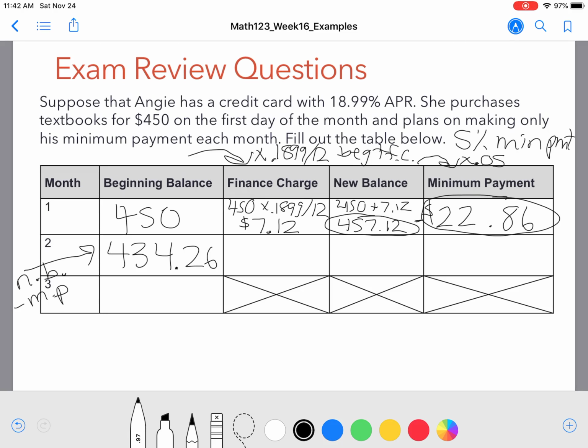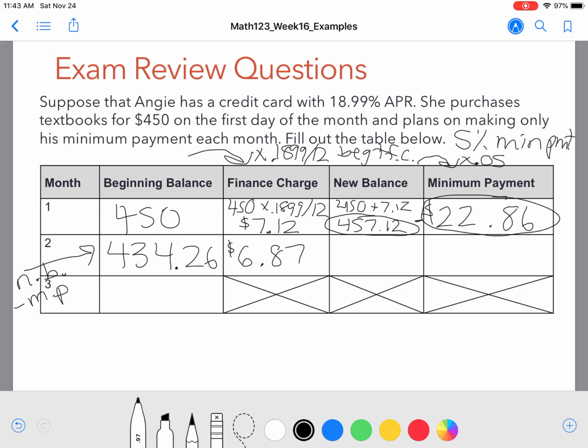And then we just continue on. We keep doing the same thing that we were doing. I'm just going to walk through this. I'm not going to put all of the work on there, but I'm going to take the 434.26, multiply by my APR, which is 0.1899, and then divide by 12. I get an answer that should be slightly smaller than the previous answer, so $6.87. That's that right there.